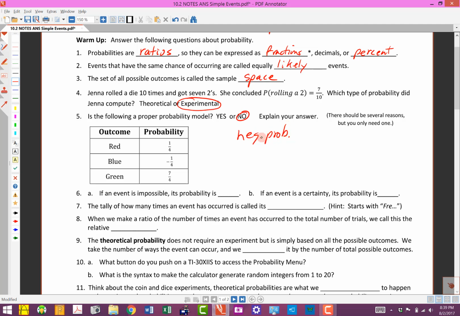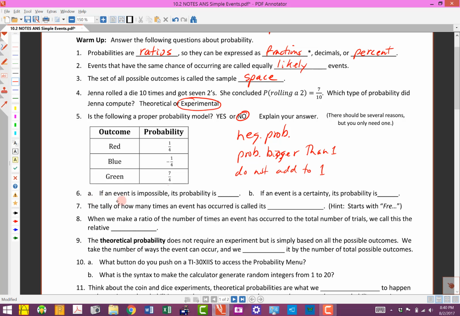We could leave it like that. This probability right here is 7/4, so that's another problem. 7/4 is bigger than 1, so we'd say probability bigger than 1. That's an issue. And then the other thing is, on a probability model, they have to add up to 1. If you add those up here, these cancel each other out, and we end up with 7/4. That's not 1. So we'd say do not add to 1. So we've got several issues with that one. Hopefully you can spot all of them. You'd only need one reason to say it's not a proper probability model.